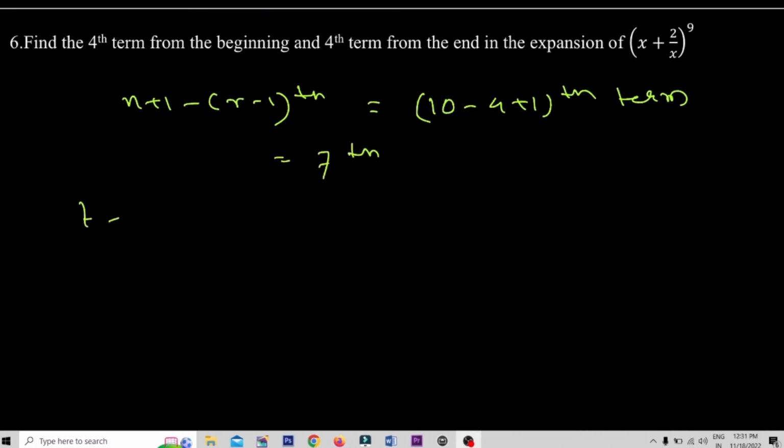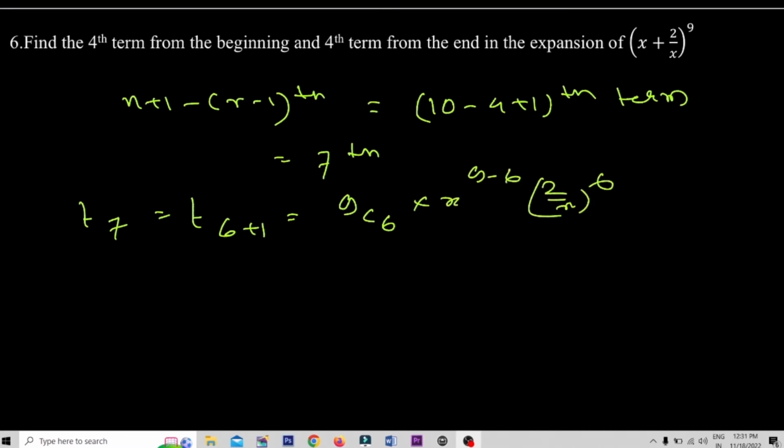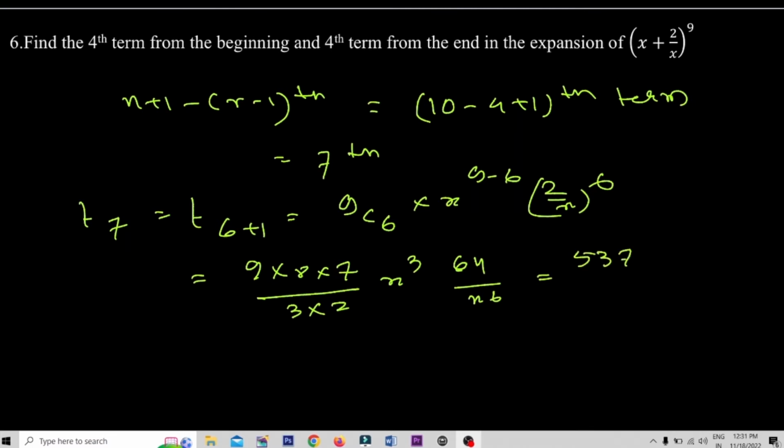So T7 equals T6 plus 1. We are getting 9C6, first term whole to the power 9 minus 6, 2 by x whole to the power 6. And if we calculate here, we are getting 9 into 8 into 7 divided by 3 into 2, x to the power 3, 64 by x to the power 6. So finally 5376 divided by x cube.